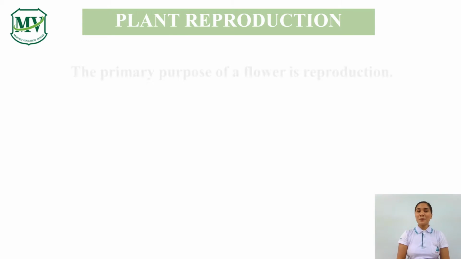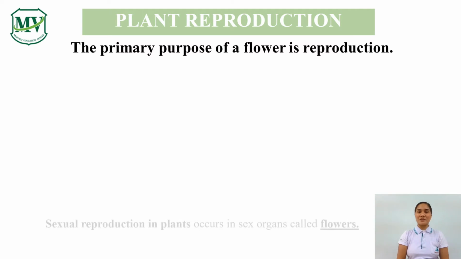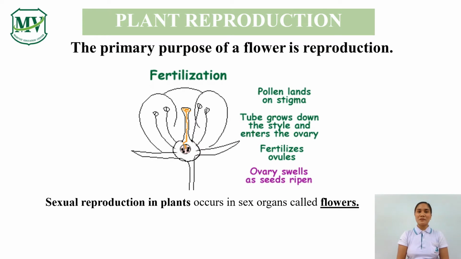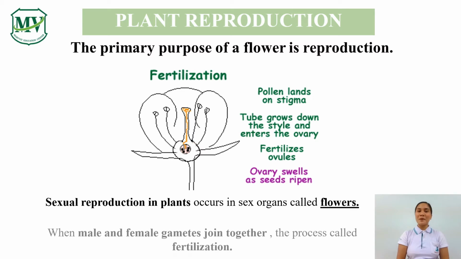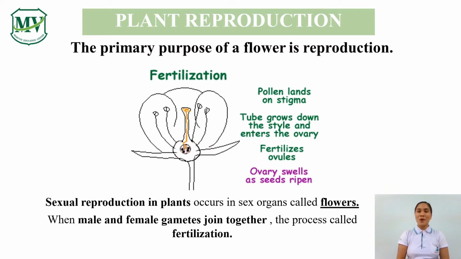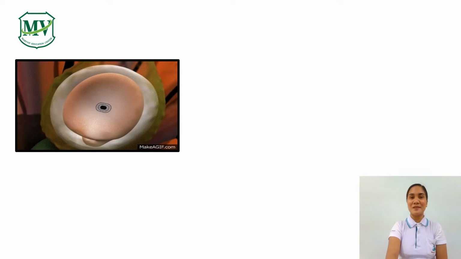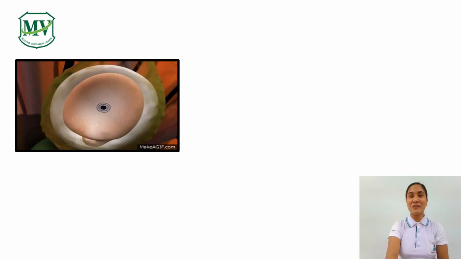Plant reproduction. The primary purpose of a flower is reproduction. Sexual reproduction in plants occurs in sex organs called flowers. When male and female gametes join together, the process is called fertilization. So let's explore more about reproduction in flowering plants. So again, students, when we say reproduction, it is the production of offspring.